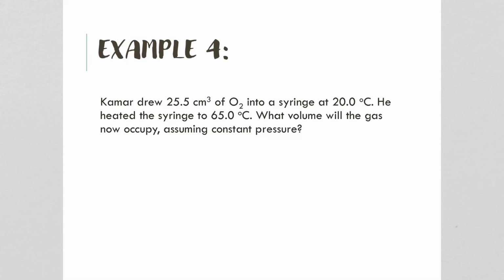Our next example says that Kamar drew 25.5 cubic centimeters of oxygen into a syringe at 20 degrees Celsius. He heated the syringe to 65 degrees Celsius. What volume will the gas now occupy, assuming constant pressure? So pressure is not changing. So this one's going to be V1 over T1 equals V2 over T2. Rearranging, we will get V1 T2 equals V2 T1. We want to know what the volume is, so we're going to divide both sides by T1 to get the final volume, and then we can solve for that.